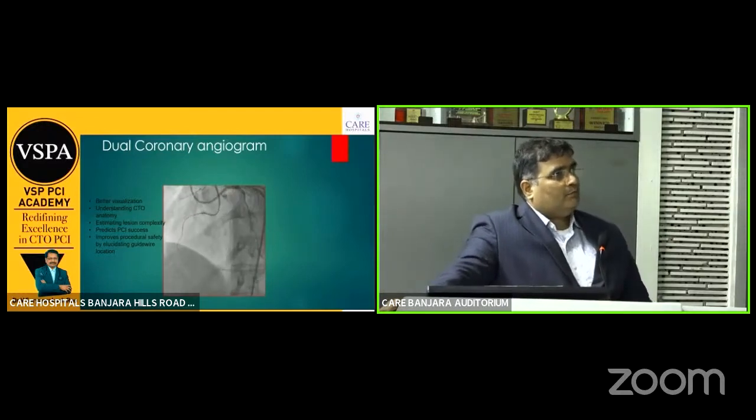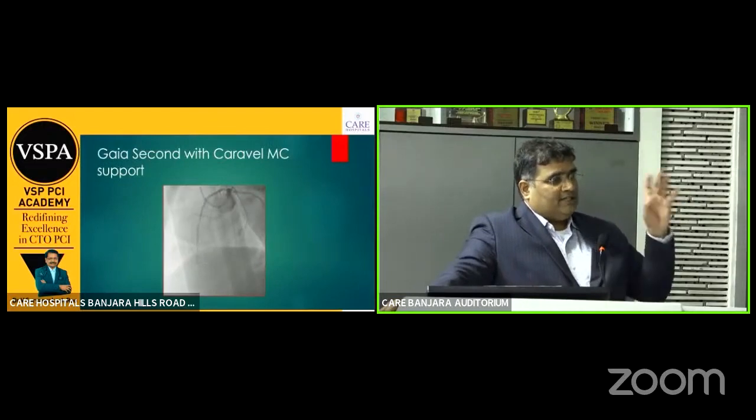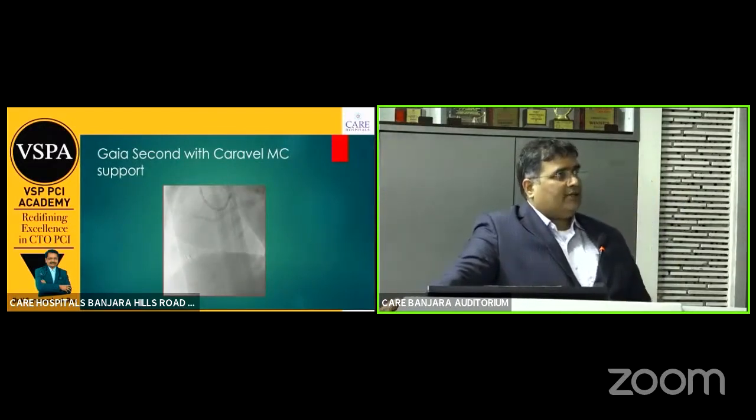Next, please. Even though this doesn't come under the toolbox, it is an important thing. The first wire we took was a Fielder FC, and we could not cross the Fielder FC with the Caravelle microcatheter. But later on, we changed from the Fielder FC to a Gaia Second. Once we changed to the Gaia Second, we were able to cross. If you see in the previous angiography, the wire was outside the lumen, but we could bring the wire back into the true lumen.